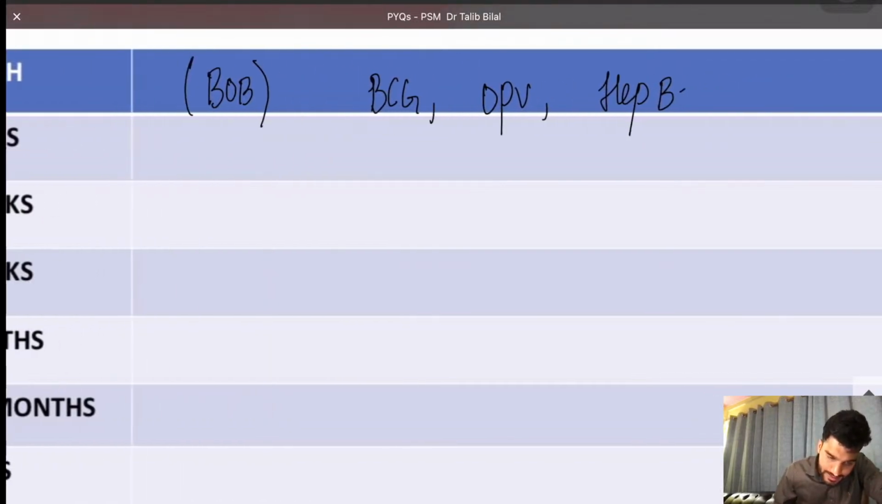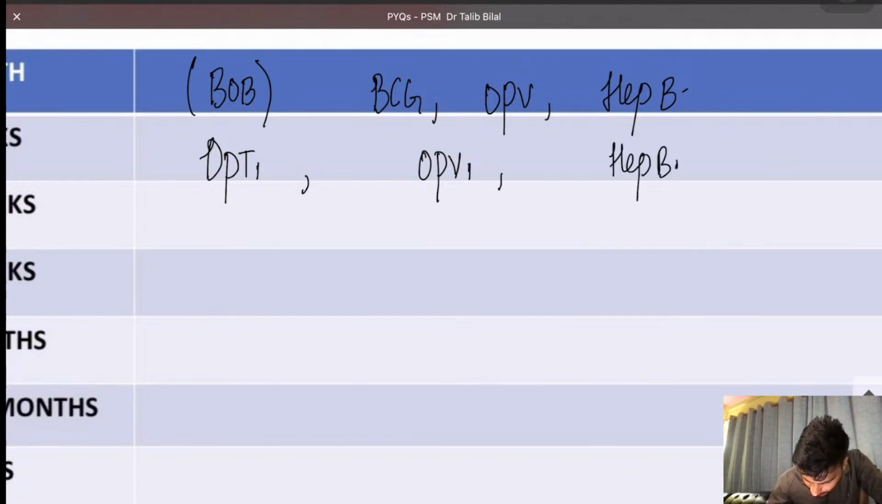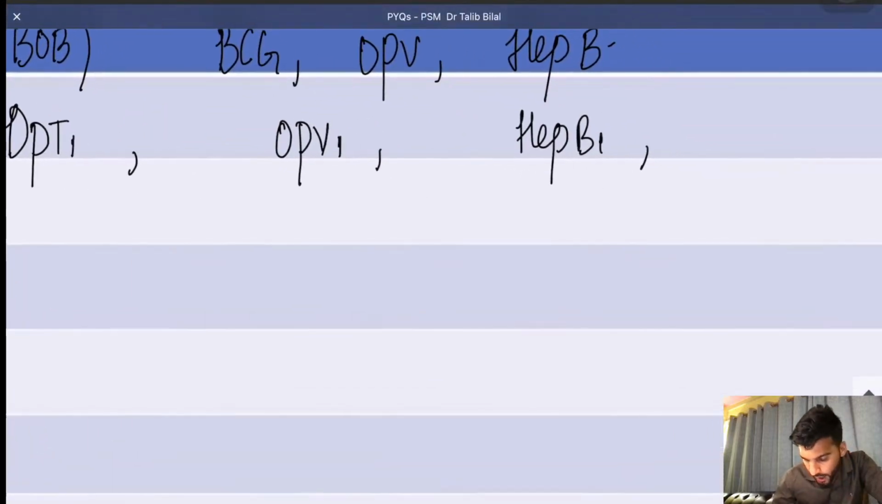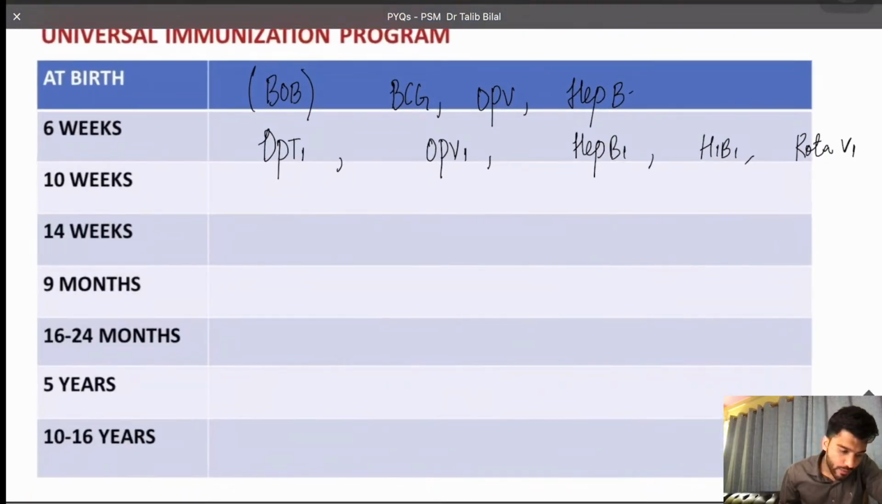If I talk about 6 weeks, we'll give DPT1, OPV1, Hep B1, Hib1, and Rota vaccine 1. Then followed by that, guys, 10 weeks.